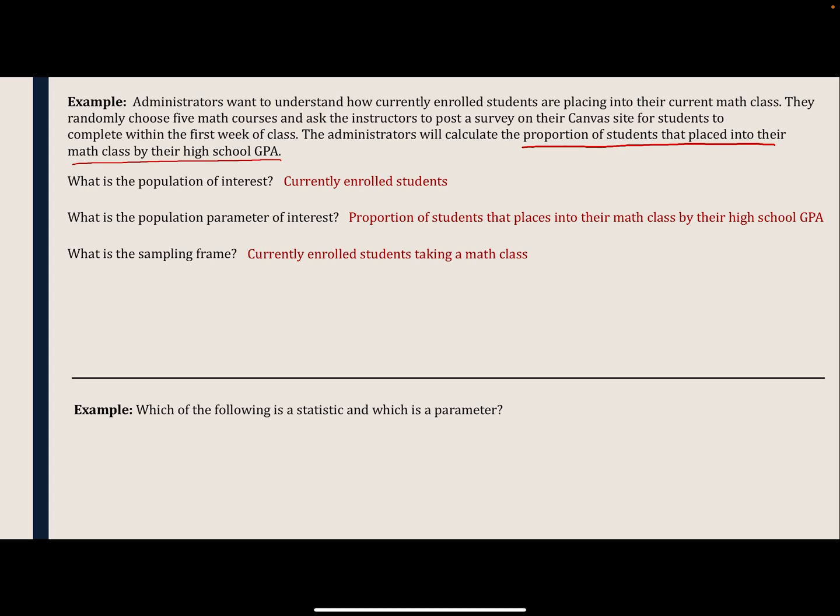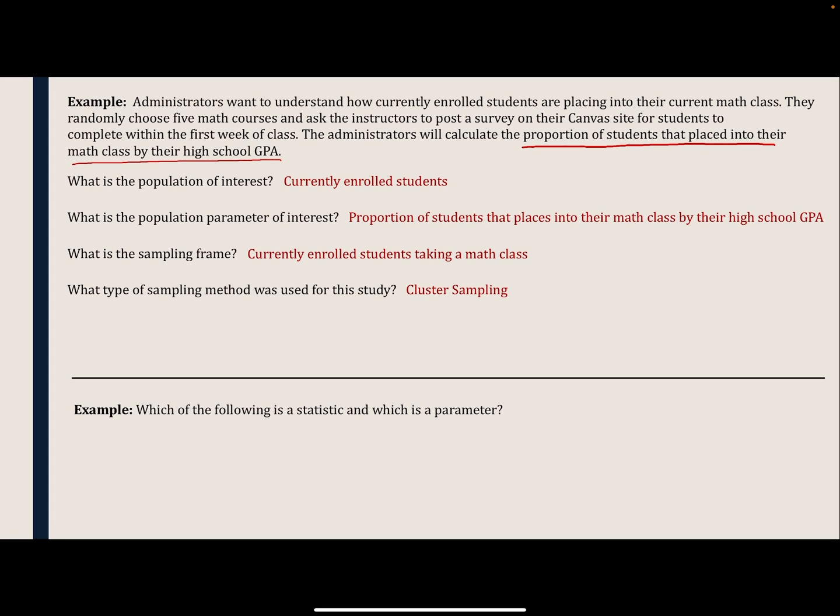And from those currently enrolled students, they have naturally occurring groups, representative groups, meaning naturally occurring classes. They're randomly choosing 5 of those groups and then surveying everyone within that group. So when it says what type of sampling method is used for this study, that's going to be a cluster sampling.